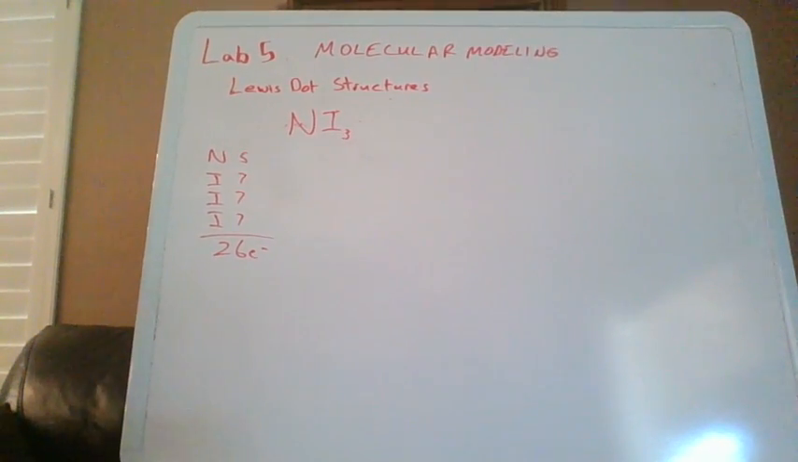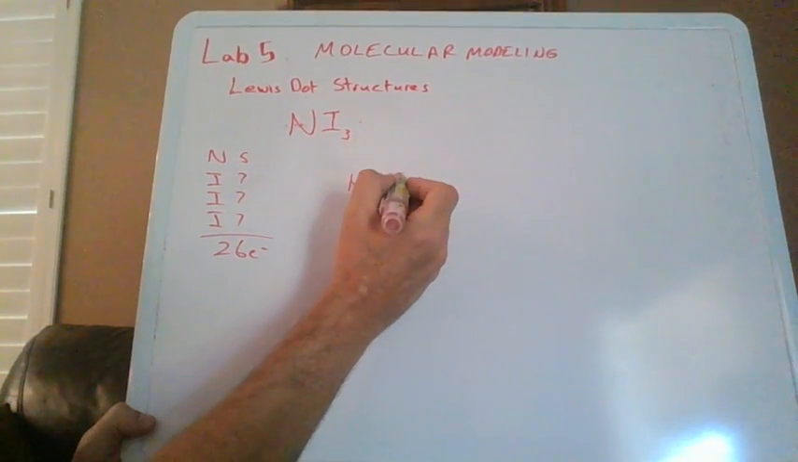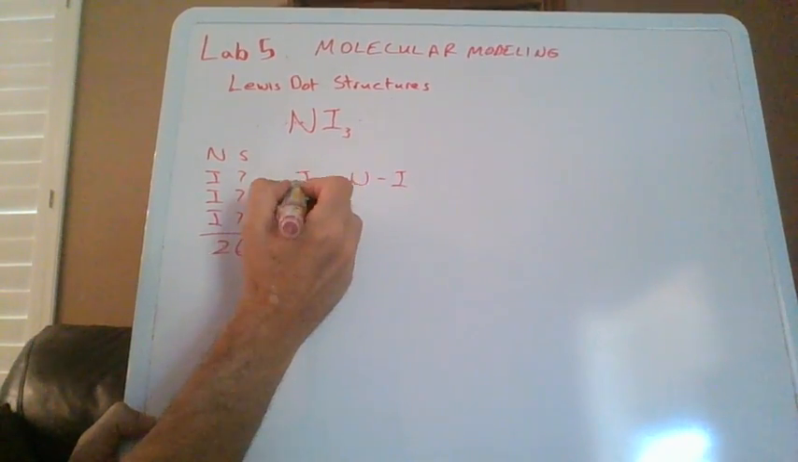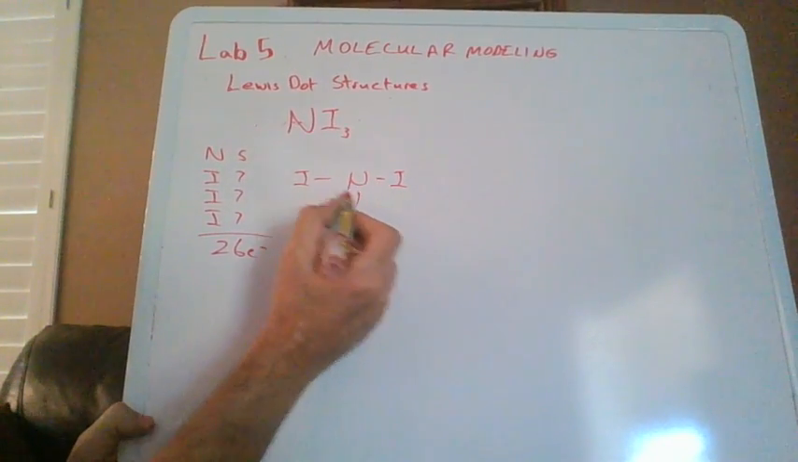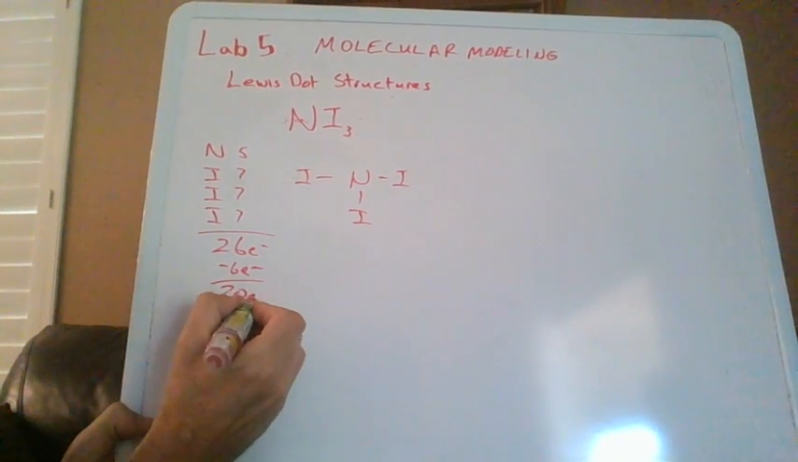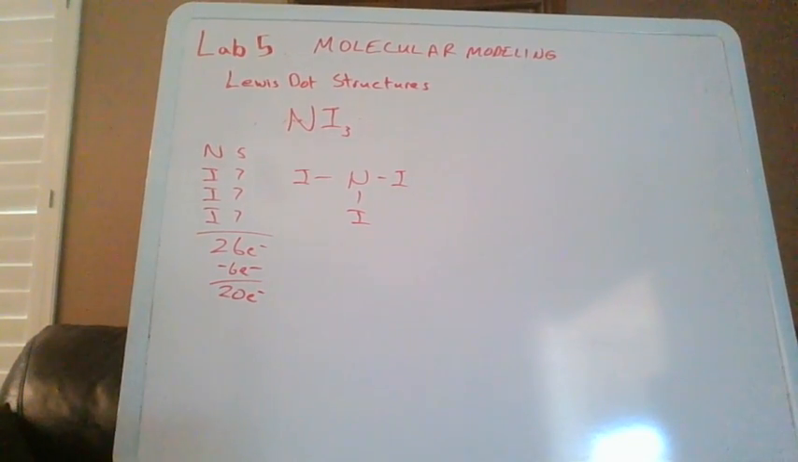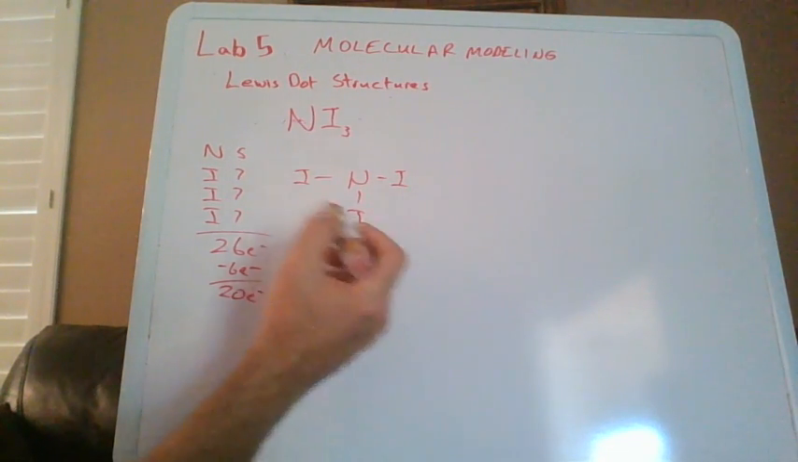And then our next step was to put some guy in the center and connect them with lines. So we put our nitrogen in the center. We connect it with these 3 iodines. That represents 2, 2, 2, so that's 6 shared electrons. So we have another 20 electrons that we're going to distribute to try to make everybody think they have 8 electrons. So our next step was to put them on the terminal atoms, which are the ones not in the center.